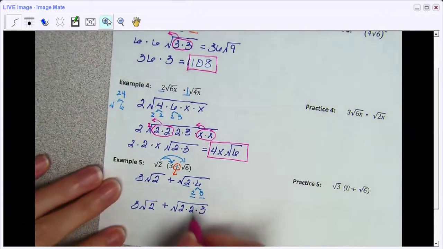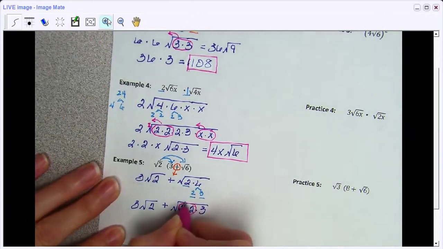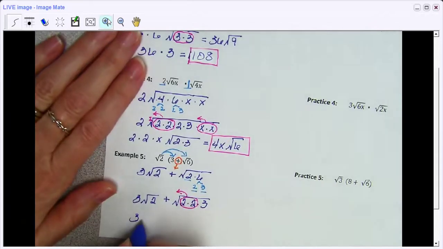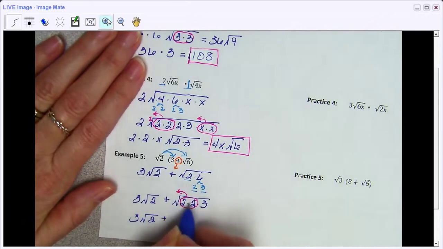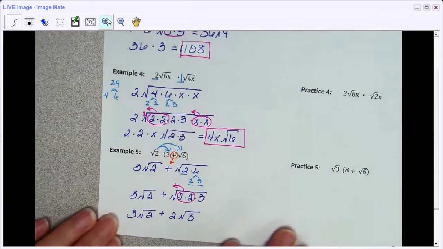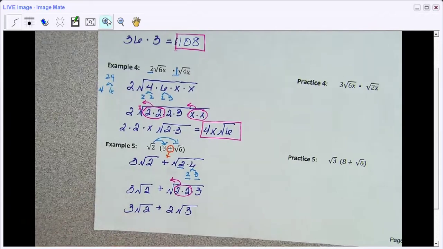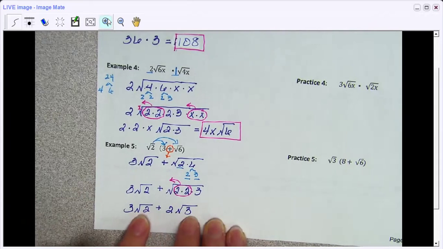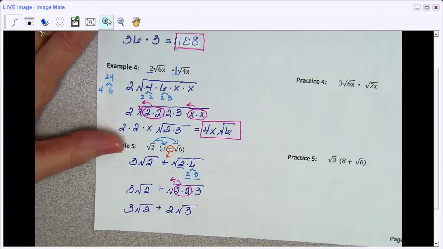Now I can factor out a 2 in this one, and I'm going to take that out. And we have 3 square root of 2 plus the group of 2 comes out, 2 square root of 3. Now, at this point, some of you may want to add these together, but remember, in order to add, you have to have the same index, which we do, but you also have to have the same radicand, and we don't. So this is as far as you can go with this one.